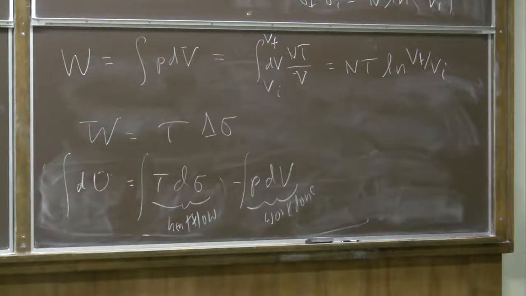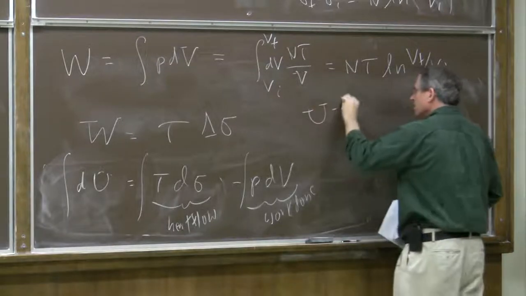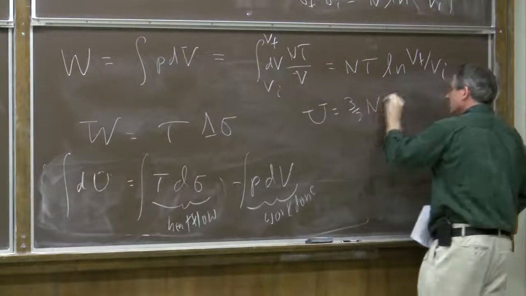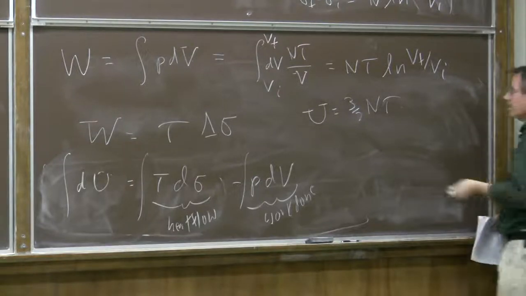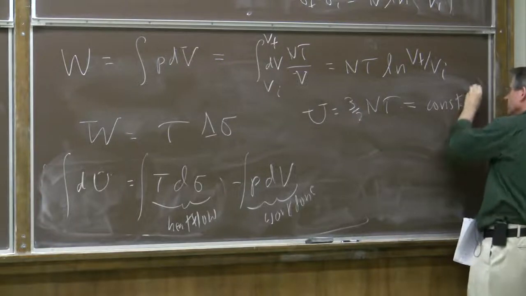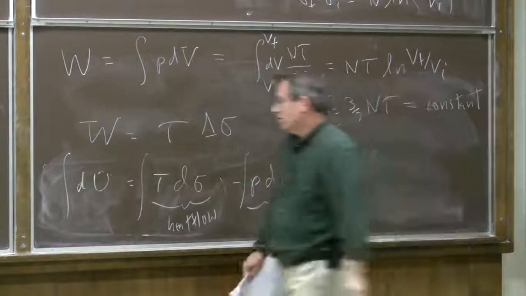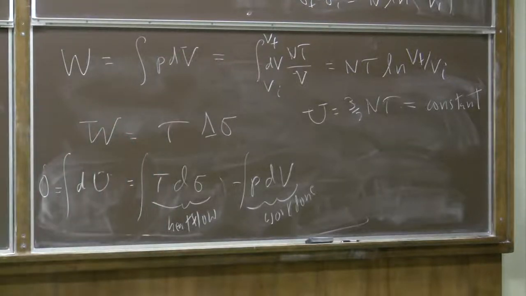Now, what about the internal energy? How does it change during this process? It doesn't change, right? Because the ideal gas law holds at all times. And the internal energy of an ideal gas is 3/2 N tau, right? Temperature stays the same. Particle number stays the same. So this is a constant during the change, so this is equal to 0. No change in the internal energy.